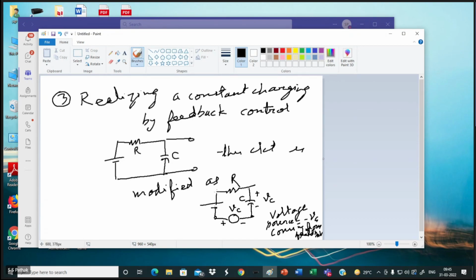Now let us see. This is my X. This point I'm calling Y. This point I'm calling Z. Suppose I'm considering the input at X and measuring the output at Y. Input is given to X and Z, my VXZ, VI.